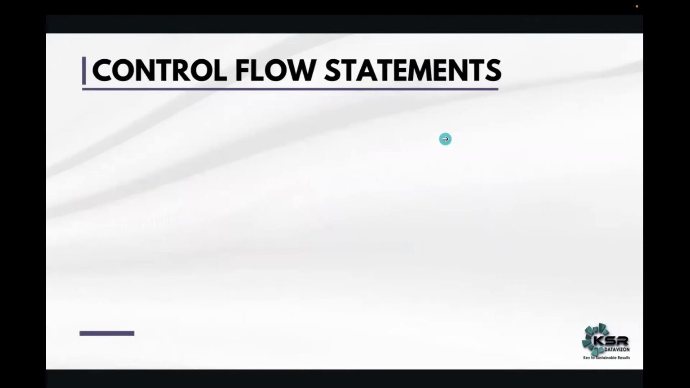Now let's start with control flow statements. So what are control flow statements? Main is the entry point of a program, so Java will execute line by line in the main function. If I am calling some other utility or some other class, it will execute that too. If there are five lines in main, it will execute all five lines and then complete the code. That execution of all the lines is called the flow of a program.